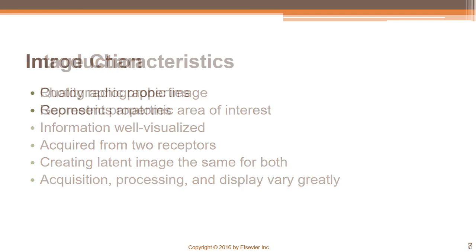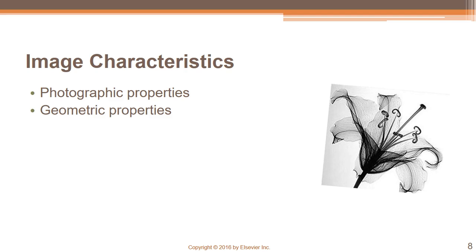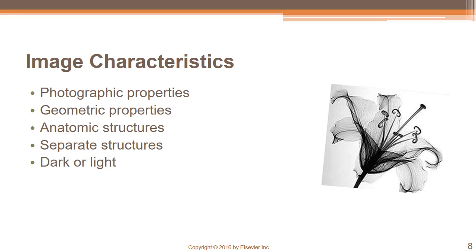So here we go. When it comes to images in radiology, an image is made up of photographic qualities as well as geometric qualities. When we think of a radiographic image, one of the first things, and I say this a lot, maybe it's the Southern in me, who knows, is: is it pretty enough? Or pretty? Now, this is an actual x-ray of a flower, so that's kind of impressive to look at. But what we want to see when we take our images are the anatomical structures. Can we define where each structure actually starts and then ends?